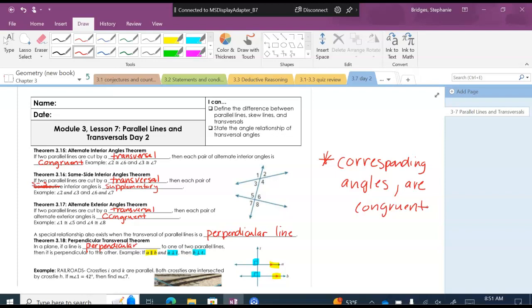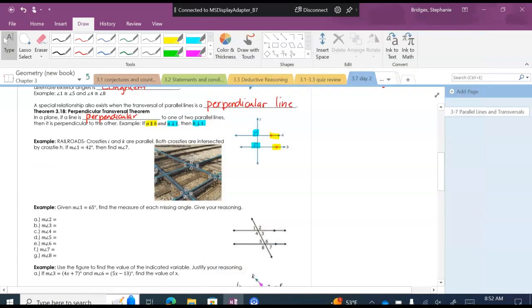Let me ask you a question. In this picture up here on the board, which one is corresponding to 1? Which one's in the same place but on the other line? Top left of these. 5, yeah. So 1 and 5 are corresponding. What would be corresponding to 3? 7. What would be corresponding to 2? 6. And what would be corresponding to 4? 8. Okay, all of those are going to be congruent, each one of those pairs.